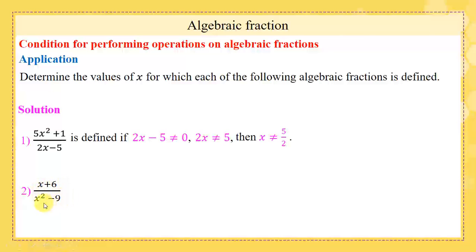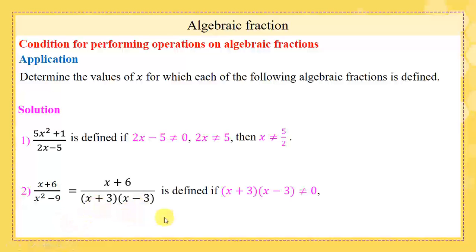2x plus 6 over x squared minus 9. As we said before studying the values of x, we must factorize the denominator. Here we have a binomial difference of squares, so we factorize by using the third remarkable identity to get x plus 3 times x minus 3.